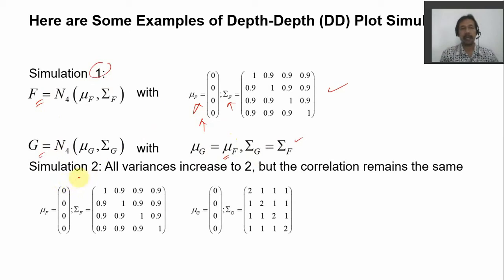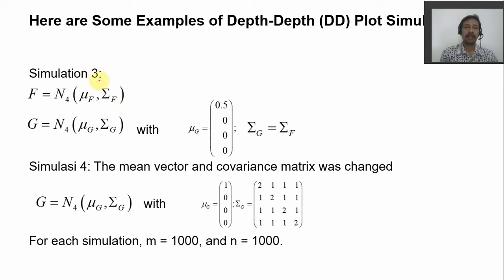Okay. Then scenario number 2, all variances increase to 2 here. This is the difference from the first scenario, but the correlation remains the same. So in scenario number 2, the second distribution, which is the G distribution, has greater variance elements.